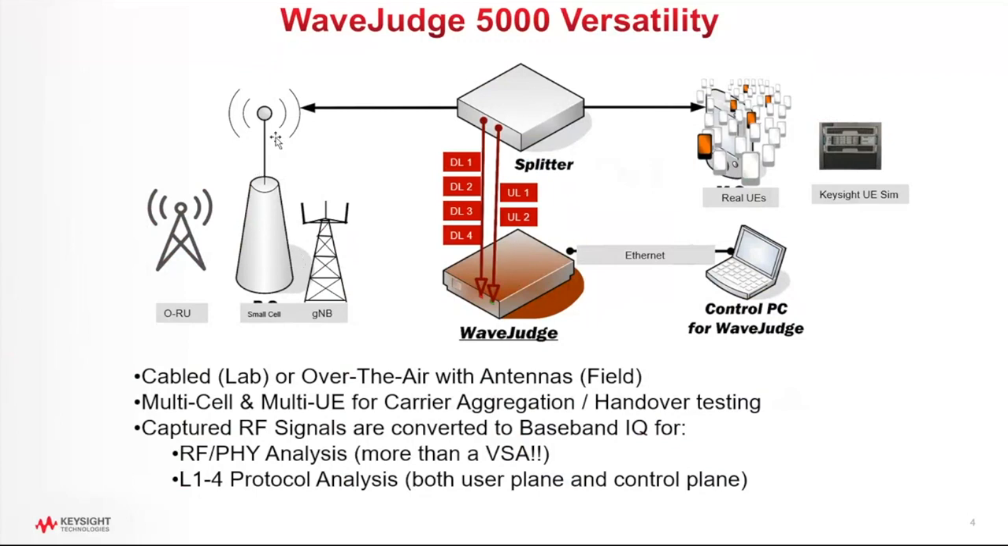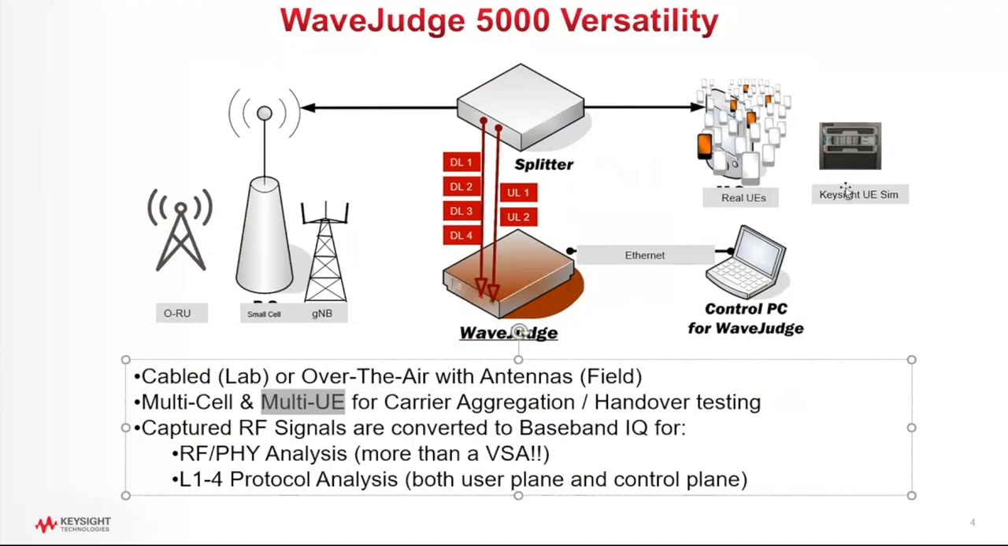The path of the RF signal is just through the splitter and towards the UE, so the RF signal is not changed at all. Okay, and the same thing happens on the uplink side. You'll see here that the WaveJudge can be used with real UEs, and it is a multi-UE device. So you can have one UE or hundreds of UEs. It can also be used with a UE simulator.